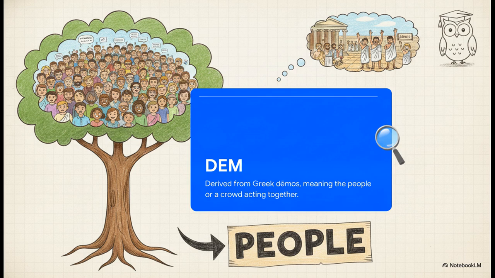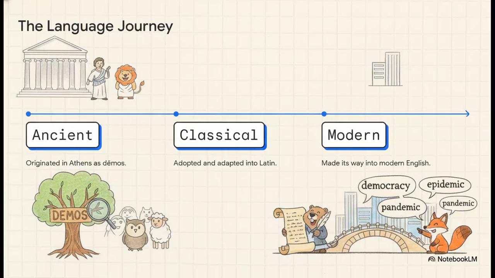Think of a massive crowd all gathered in one spot. This whole concept actually goes all the way back to ancient Athens. Citizens used to gather in an open square called the demos to vote and make decisions, which, as you might guess, was the very birth of democracy. And it's so cool to see the timeline of this. It's like a language time machine. You can trace how this root traveled from those ancient Greek open squares as demos, got adopted into Latin, and then finally landed right into the modern English words you and I use every single day.